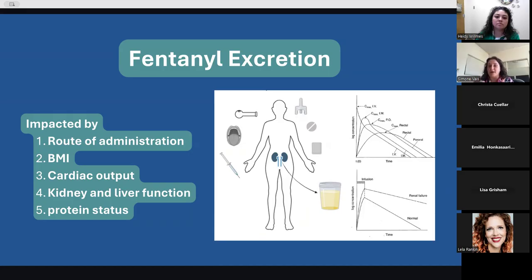If you are going to excrete this substance in your urine and your kidneys are barely making urine, it's going to hang around a lot longer. It's also impacted by how you administered it, how well your heart works, how much protein you have in your body. So lots of factors impact not only how fentanyl is metabolized, but also how it's stored and excreted.